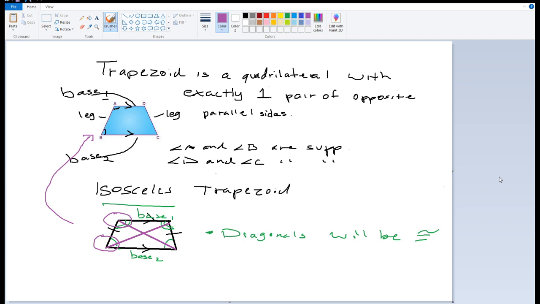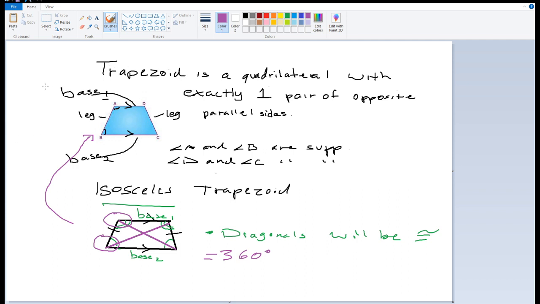So that's pretty much the description of what an isosceles trapezoid is. Remember, a trapezoid is still a quadrilateral, so all the angles added together add up to 360 degrees. Alright, so that's a trapezoid.